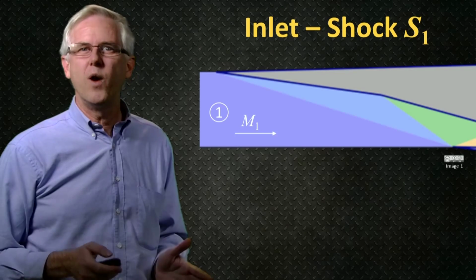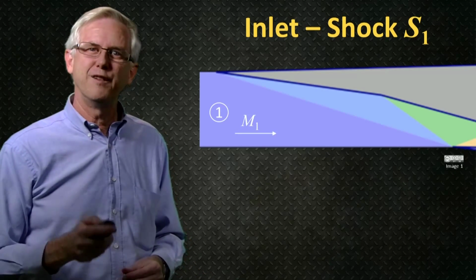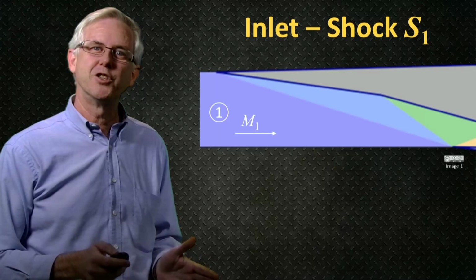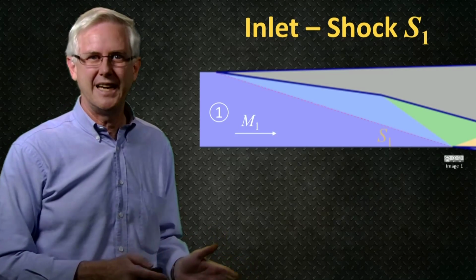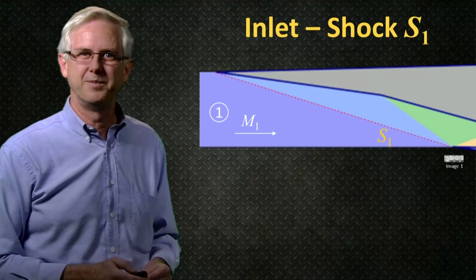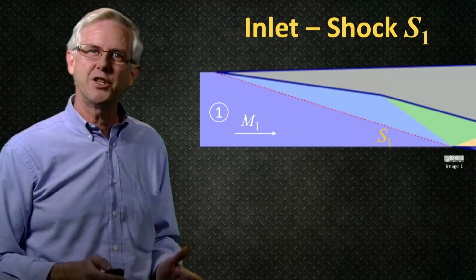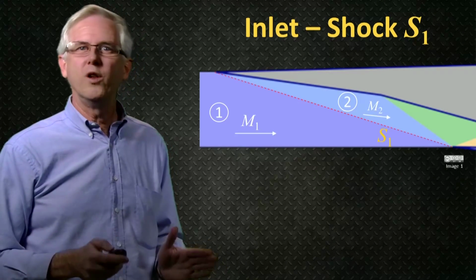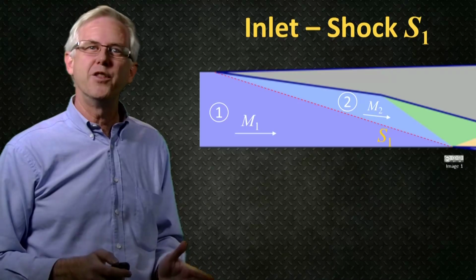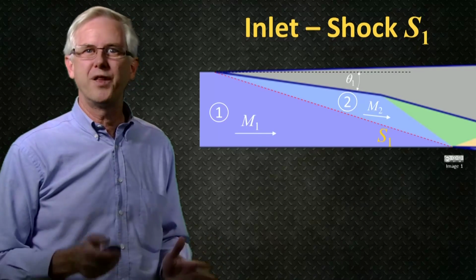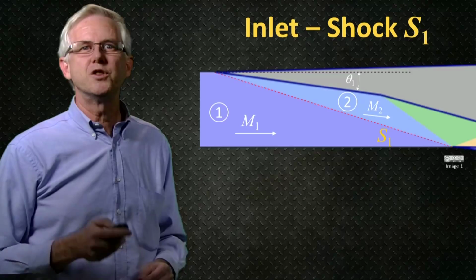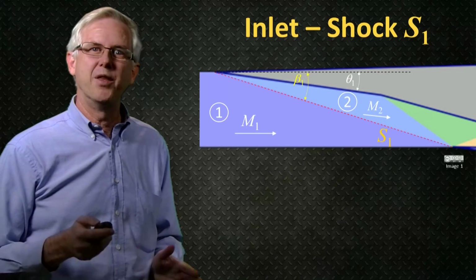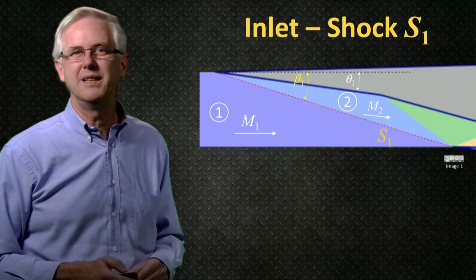Then you start working your way through the engine, calculating the flow conditions at each step. First, you calculate how the flow conditions change across the first shock in the inlet, shock wave S1. You have to calculate the conditions of the flow at state 2. So, you know all of the conditions at state 1, and you know that the flow is deflected through an angle θ1. You can use your oblique shock wave analysis to find your shock wave angle β1 and the pressure, temperature and Mach number at state 2.